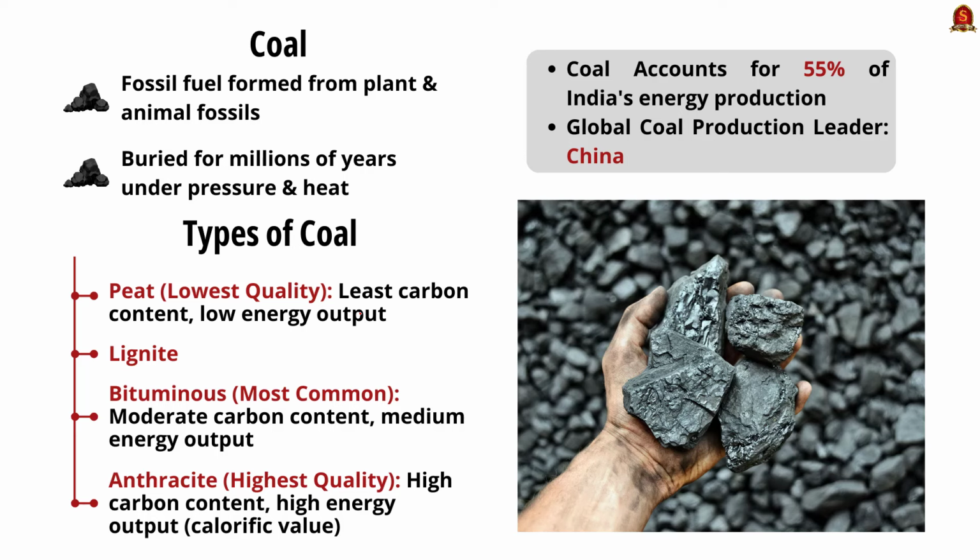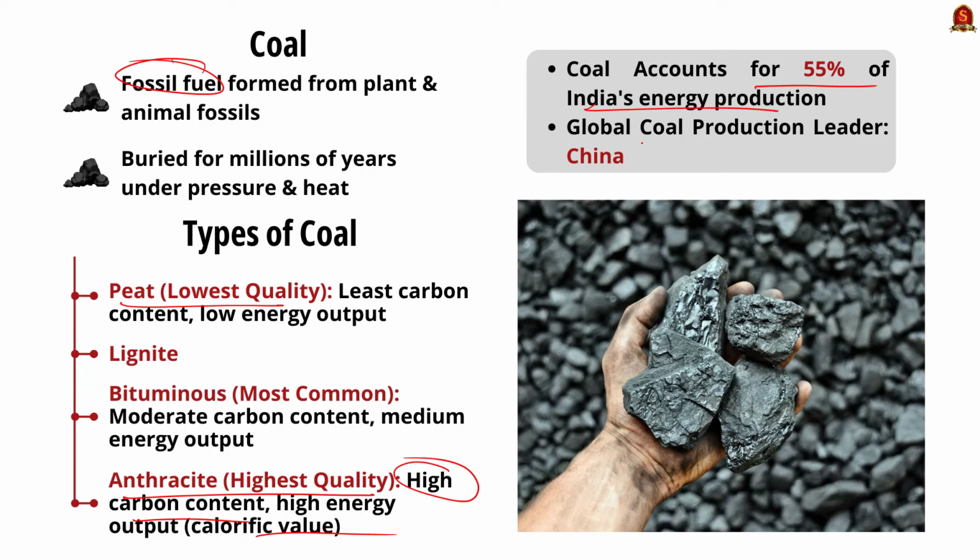Coal is a fossil fuel formed from the fossils of plants and animals, buried under the soil for millions of years under great pressure and temperature. On the basis of depth, the carbon content of the coal can be classified into 4 types. They are peat, lignite, bituminous and anthracite. Among these 4, peat is the least quality while anthracite is the highest quality because it has high carbon content and high calorific value. Here note that calorific value is the amount of energy that can be produced from a unit of coal. At present, coal accounts for about 55% of the energy production of the country.